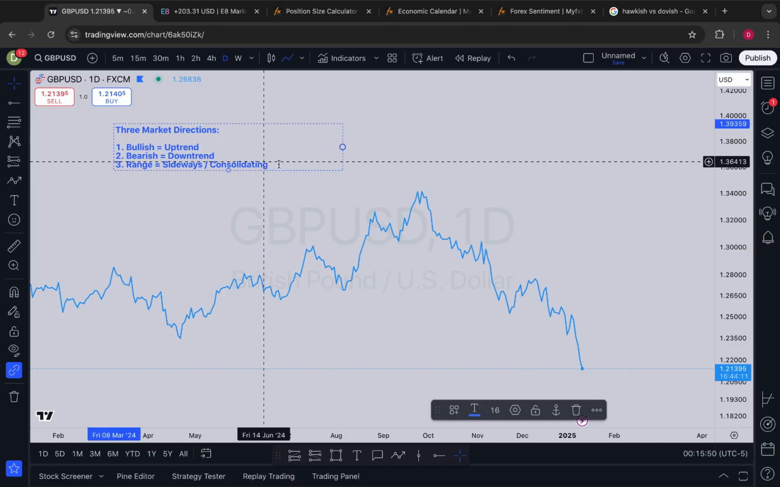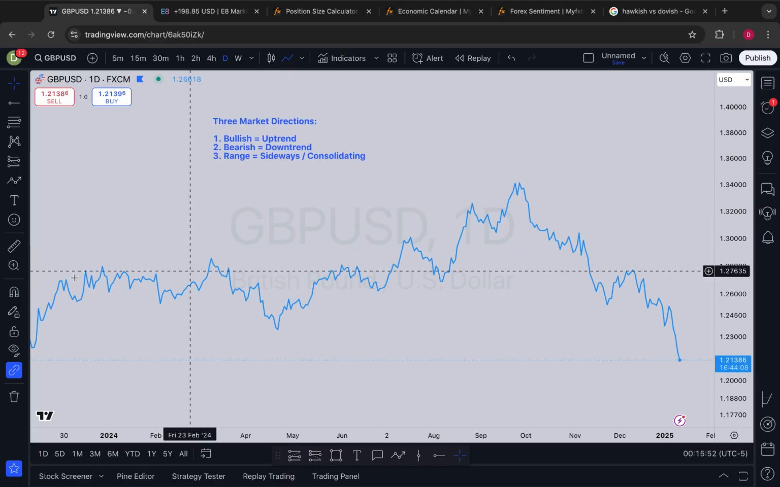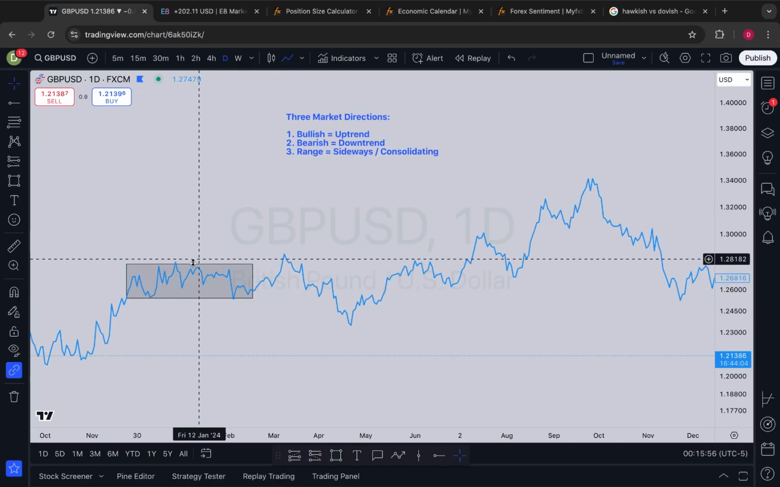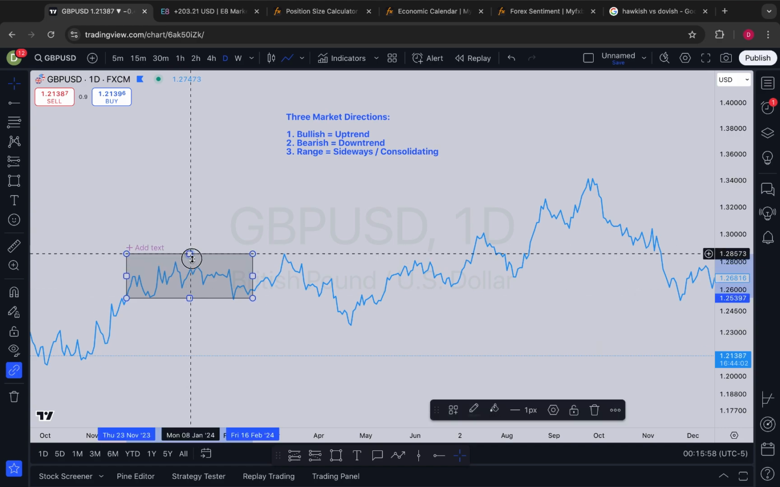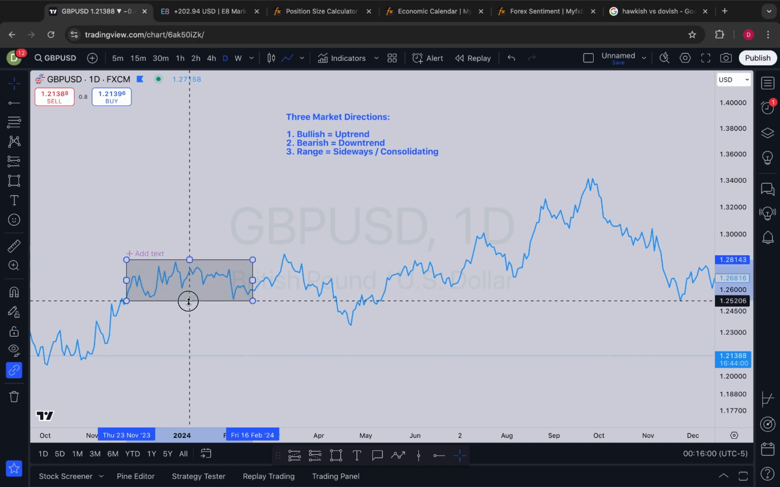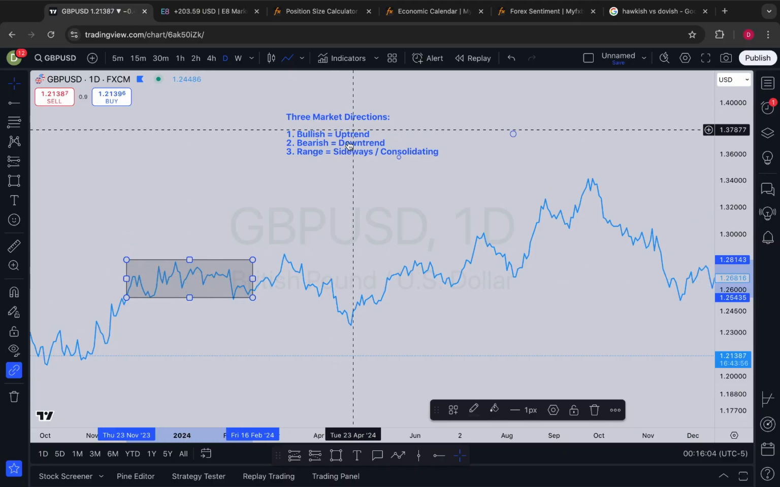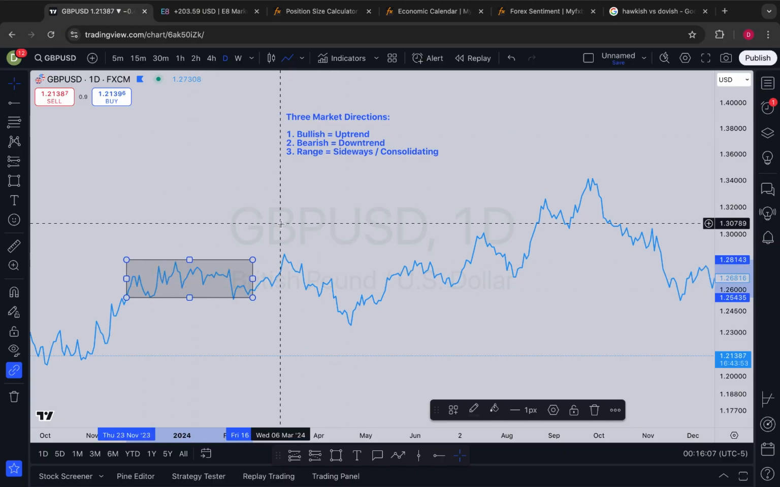And then we have a range, which is literally what it is. Just the market moving sideways. Something like this. Where there's no higher highs and higher lows, or they're equal higher highs and higher lows. Just equal both ways. Not really doing anything. No, it's not trending. Not trending is sideways. Pretty much.